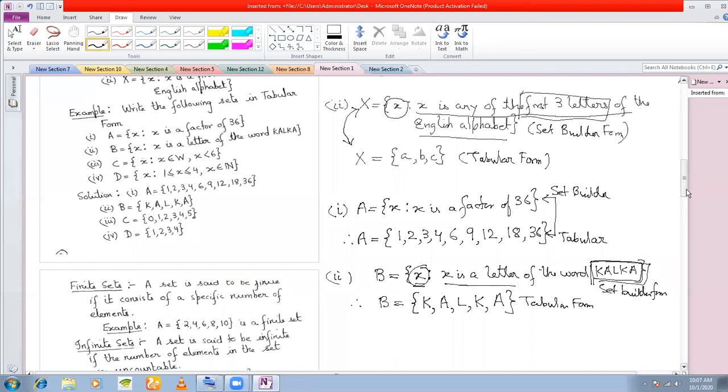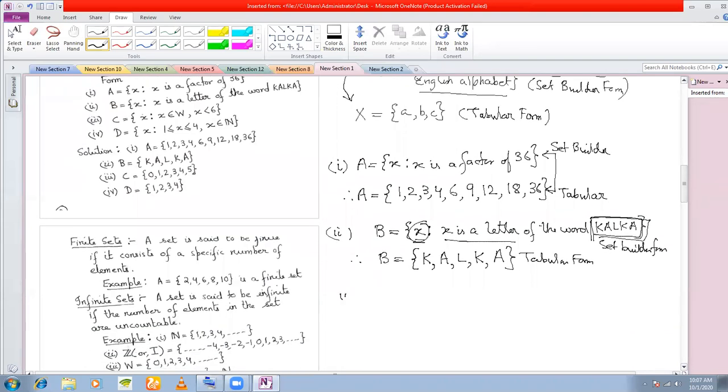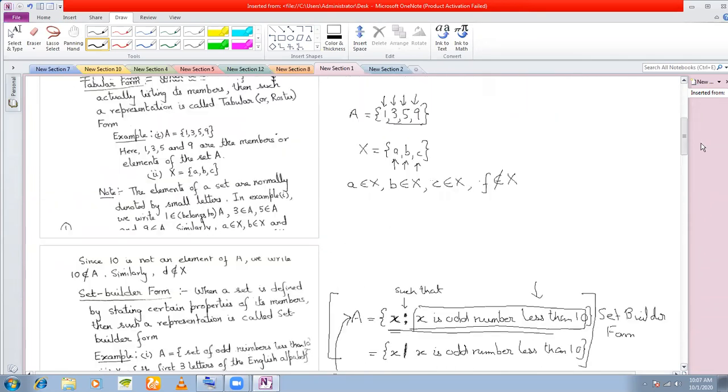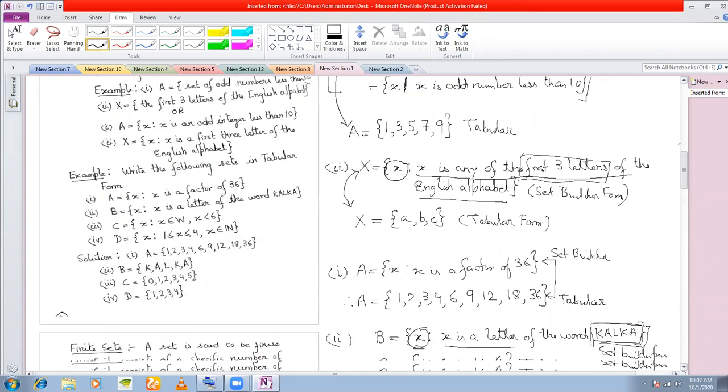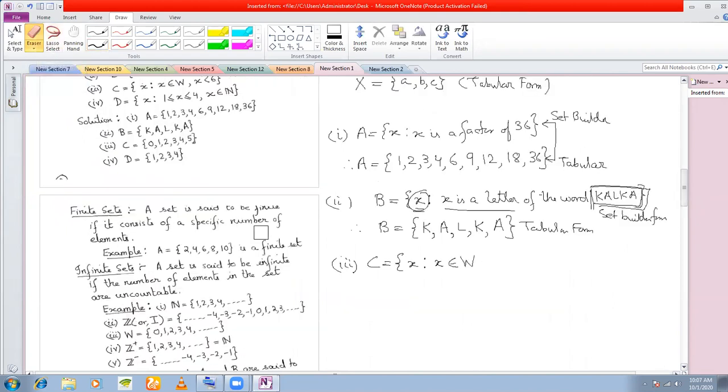Okay, let us see the next one. Number 3. C is a set given in set builder form: X such that X belongs to W. What is W? Have I done infinite sets with you? Okay, I haven't done. Then I will skip this example for the time being. I will do finite and infinite sets first, then I will come back to this example.